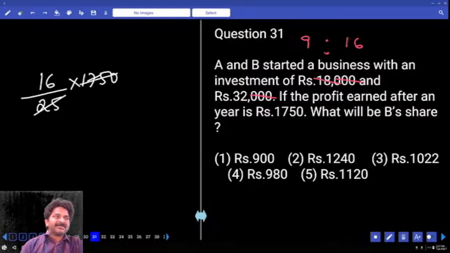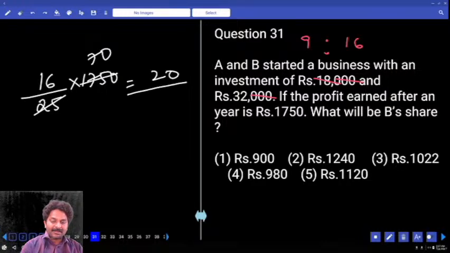How many 25s will be there in 100? 4. In 75? 3. In 175? 7. And then 0, 0. The answer ends with 20. Only one.